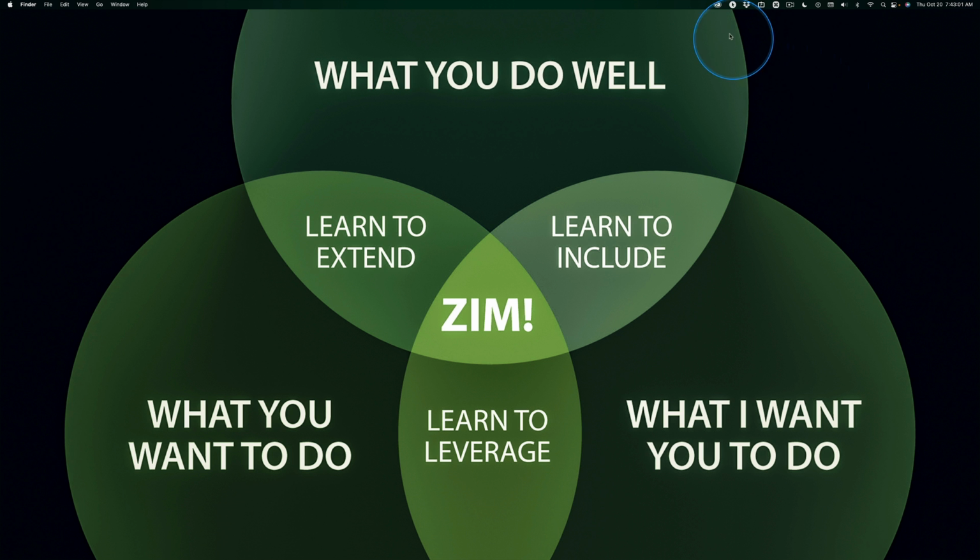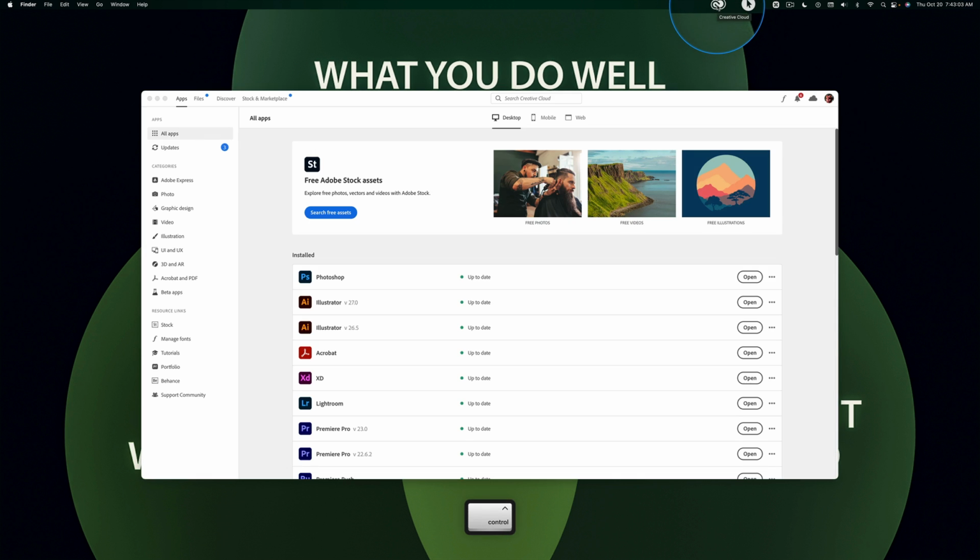So what do you do? You come up to Creative Cloud right here. You click on it. Creative Cloud opens. Make sure you're in the Apps tab right here. Then you just come over to Photoshop and click Open. Boom.